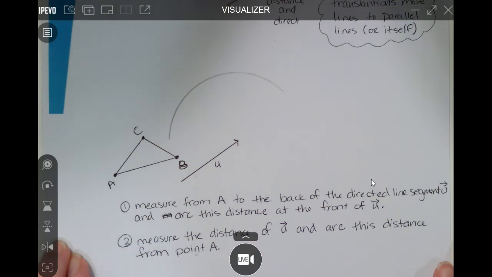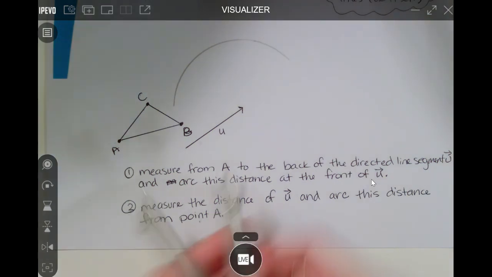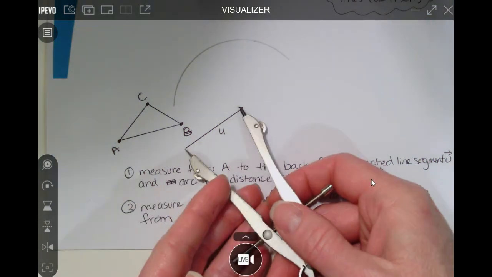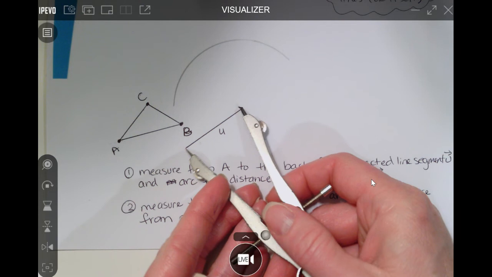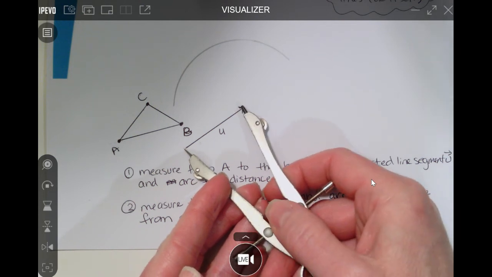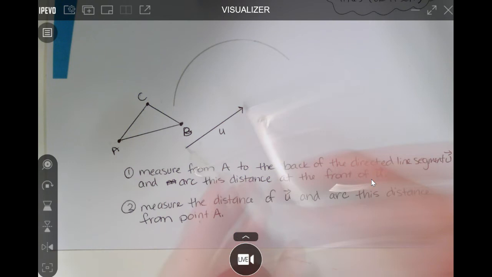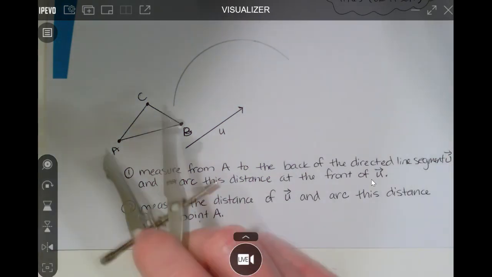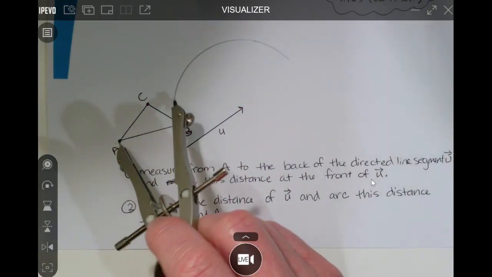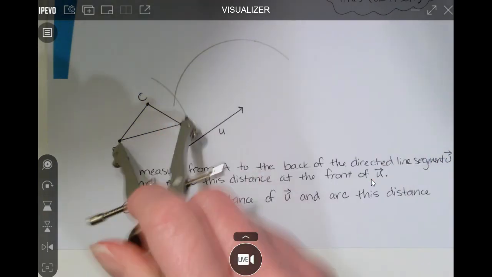So what does that look like? Move my notes up for you to see a little bit. So I measure how long U is. I put my pointer at the end and my pencil at the front, and I measure from the end to the arrow. And when I've done that, I'm going to mark or arc this distance at A. So I'm going to put my pointer on A, and I'm going to arc this distance.